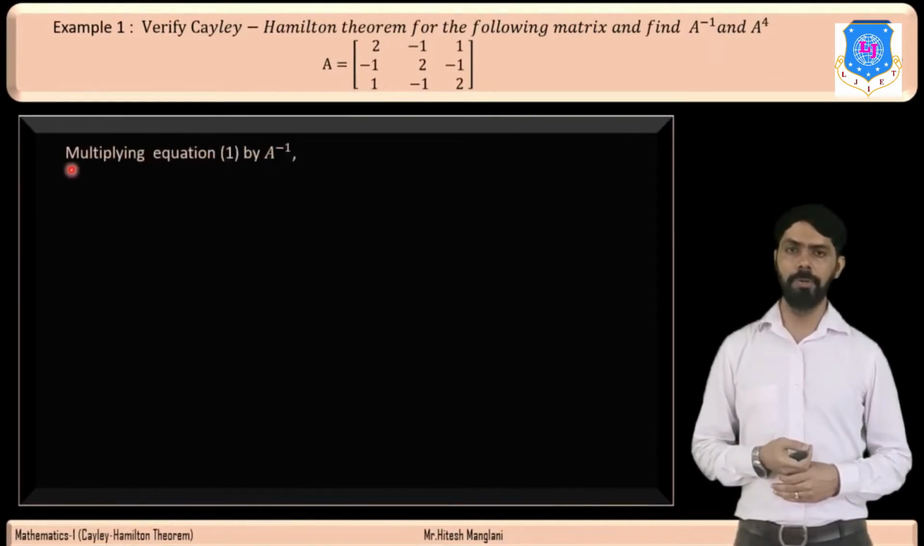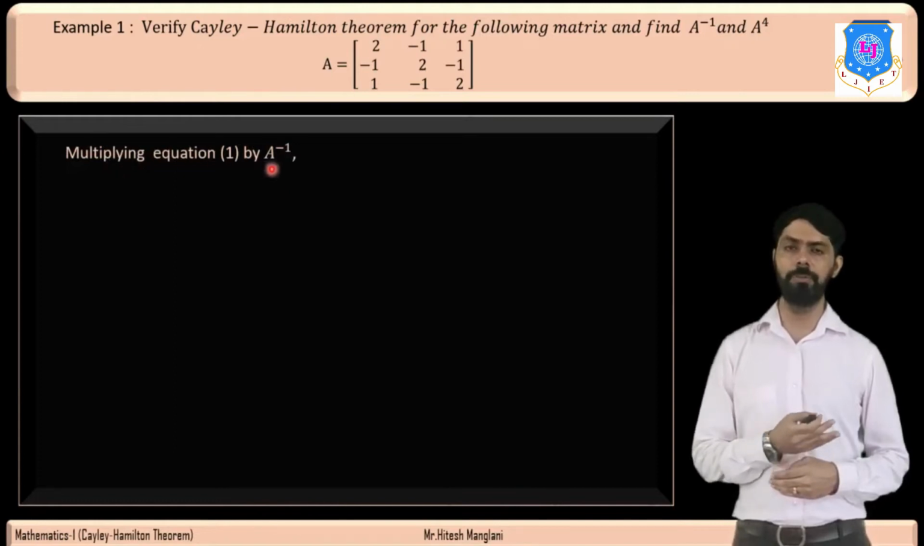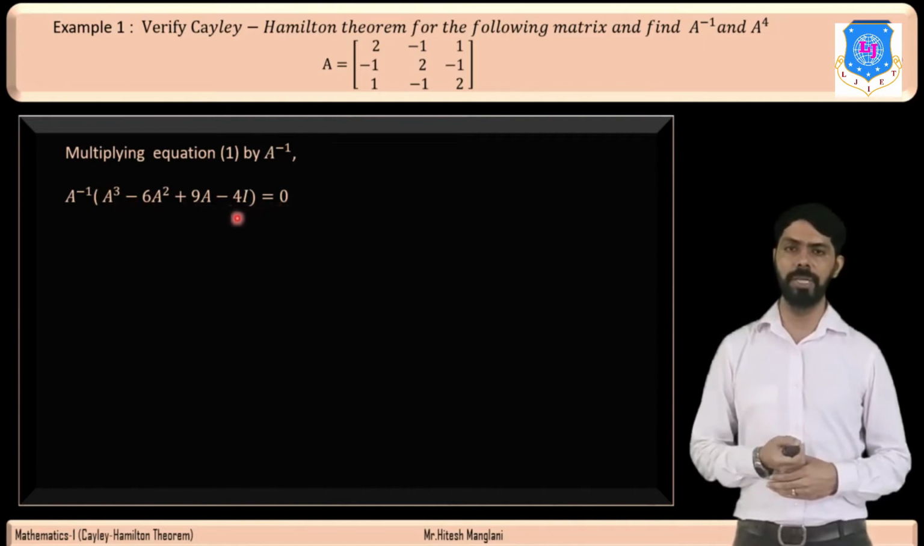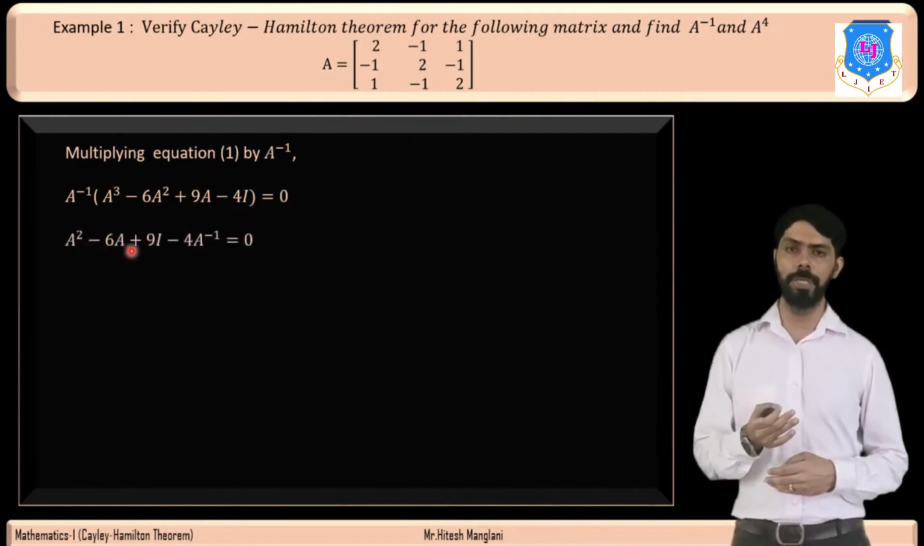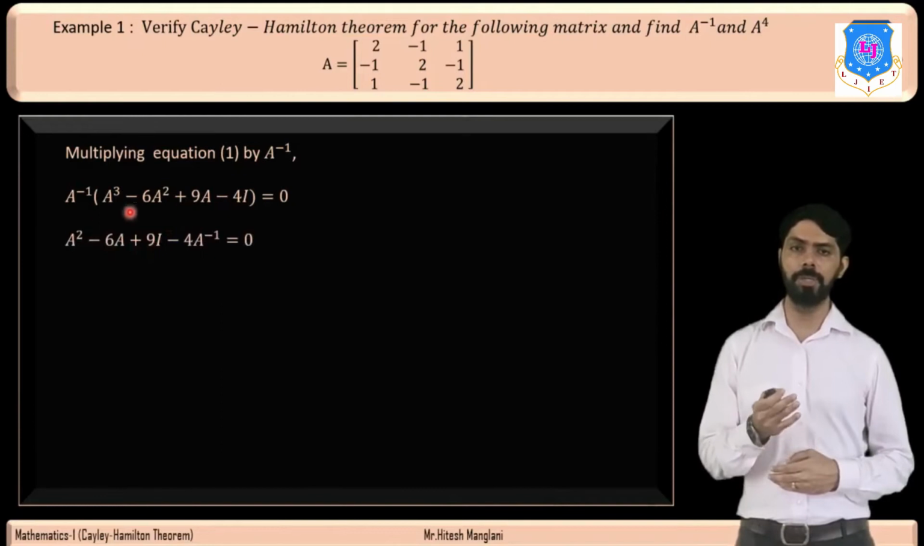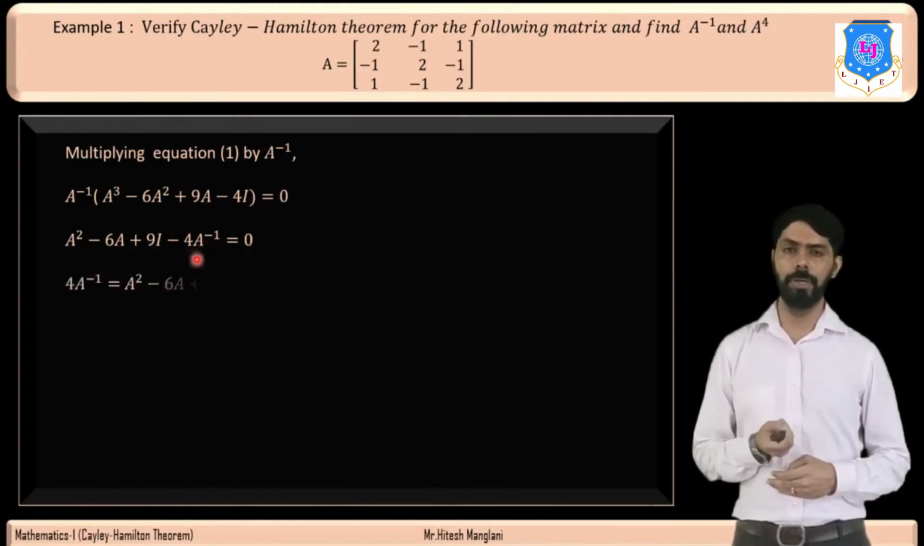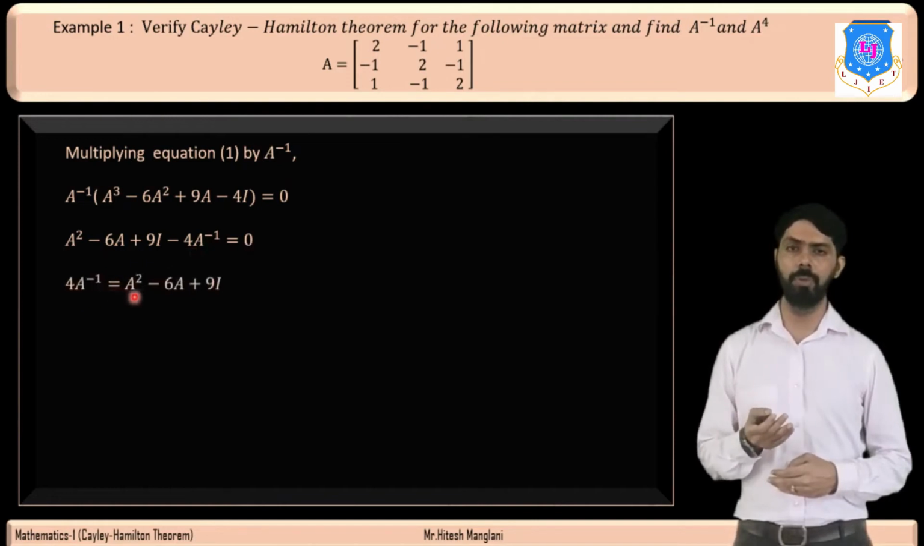So to find A inverse, we will multiply equation 1 by A inverse. So multiplying equation 1 by A inverse, it will be A inverse into A cube minus 6A square plus 9A minus 4I is equal to 0. If you simplify this, then it will be A square minus 6A plus 9I, because A into A inverse is I, minus 4A inverse is equal to 0. Now here we will have to find A inverse. Therefore, 4A inverse is equal to A square minus 6A plus 9I.